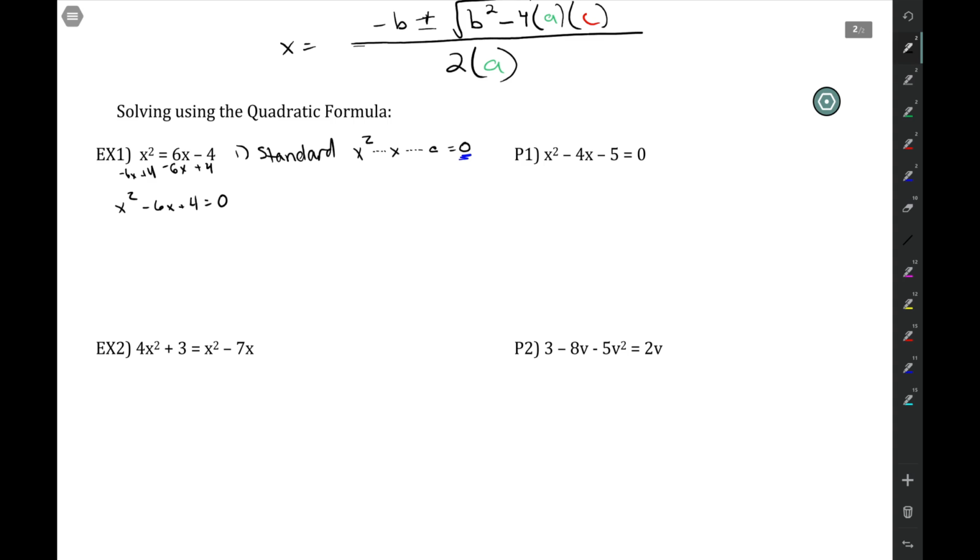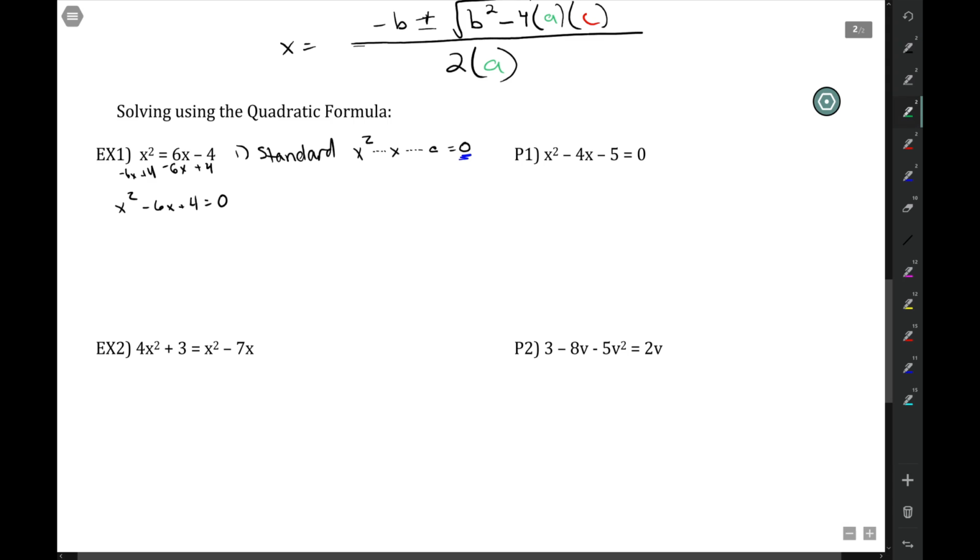Now what is best to do here? Notice we need to identify our a, b's, and c's. So a is 1. Remember, that's in front of x squared. B, we'll say is blue, is negative 6. And c is positive 4. So that really does help. Seems silly. But again, we're going to use the formula now.